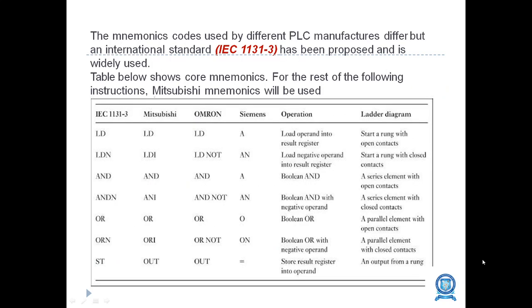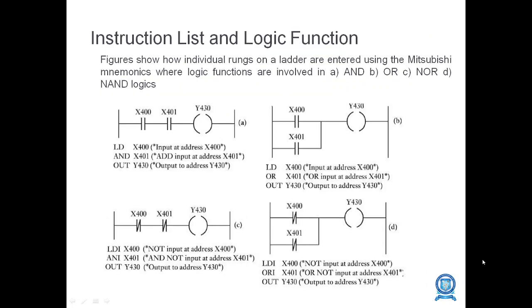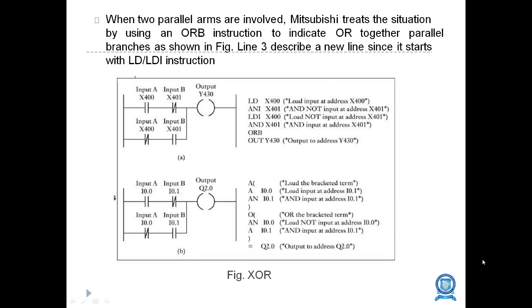The mnemonic codes used by different PLC manufacturers differ, but the international standard IEC 1131-3 has been proposed and is widely used. LD for Mitsubishi and Omron is given using a ladder diagram and the operation as shown in the table. Instruction list and logic function is shown for NAND, AND, OR and NOR as shown in the diagram. When two parallel arms are involved, Mitsubishi treats the situation with the ORB instruction, which ORs together the parallel branches as shown in the diagram.